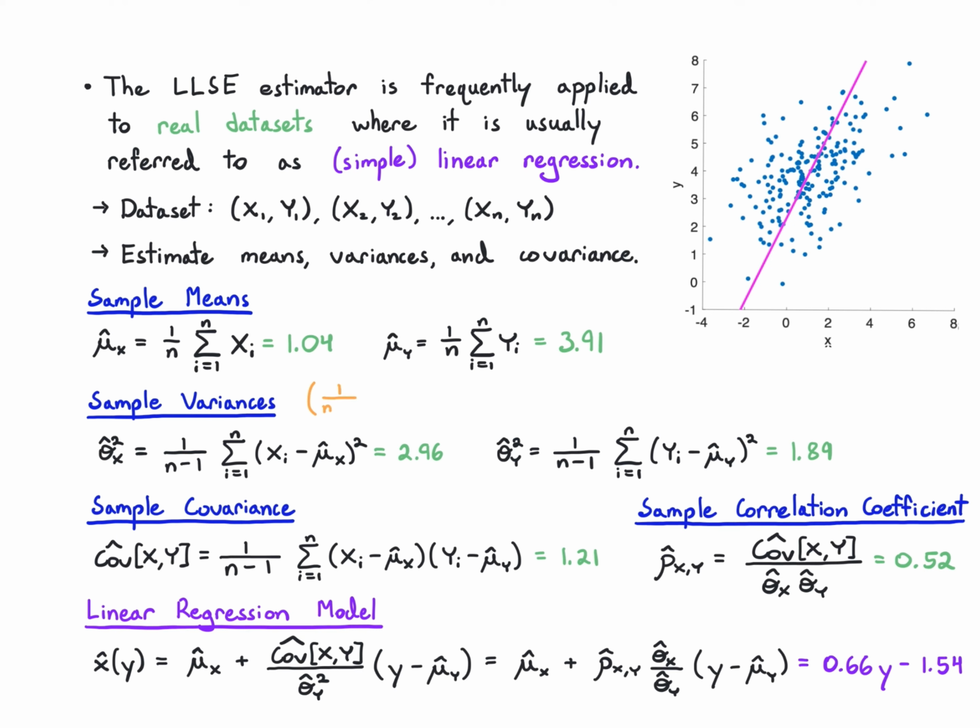Okay, and finally, this 1 over n minus 1 factor, we're going to be seeing that again. The reason we use it here is it makes these sample variance and sample covariance estimators unbiased, so that for any given value of n, their average is equal to the true value. We'll say more about that in a later video.